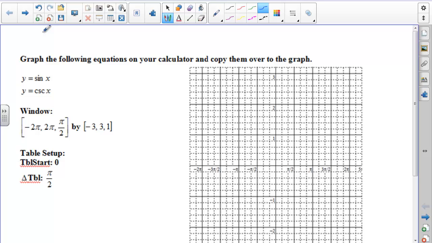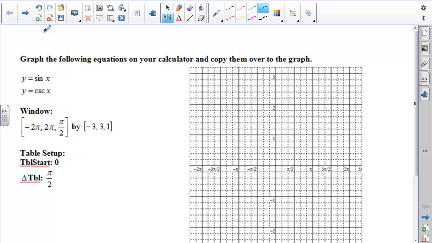Hi everybody, it's Mr. Gerhard, and we're going to talk a little bit about sine and cosecant, the reciprocal functions, and then also cosine and secant, those two reciprocal functions, so we can talk about how the graphs are and domains and ranges, all the important parts of those graphs.